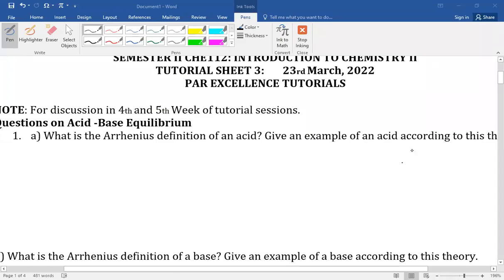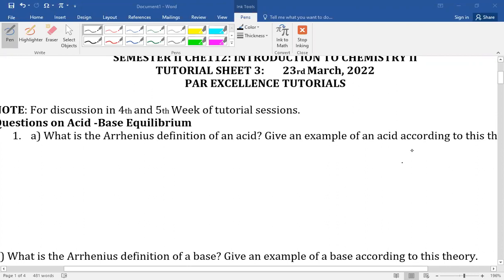Okay, welcome to this tutorial where we're going to look at acid to base equilibrium. Now we have the first question that says, what is the Arrhenius definition of an acid? Give an example of an acid according to this theorem.